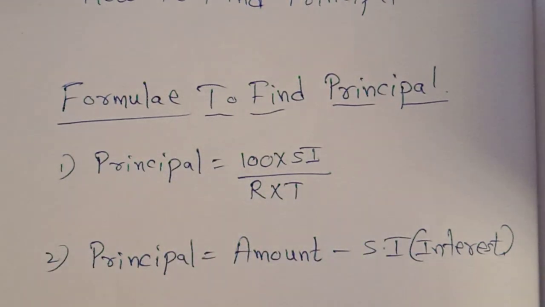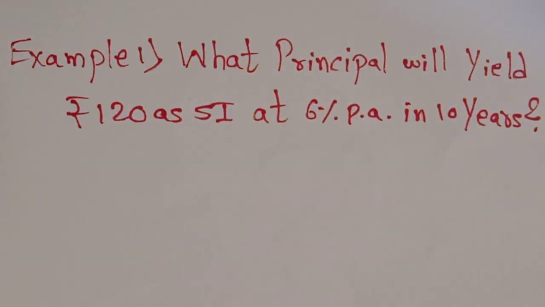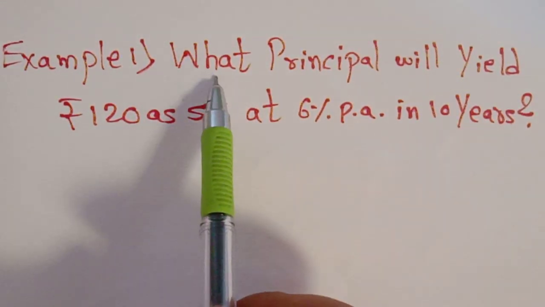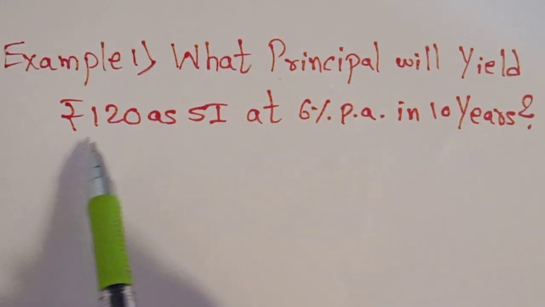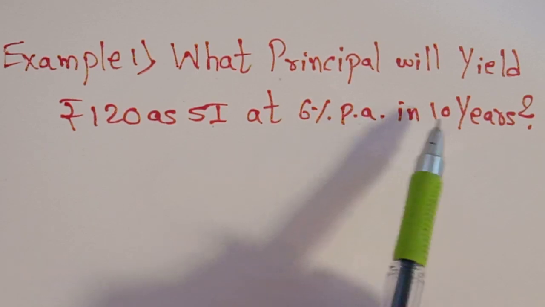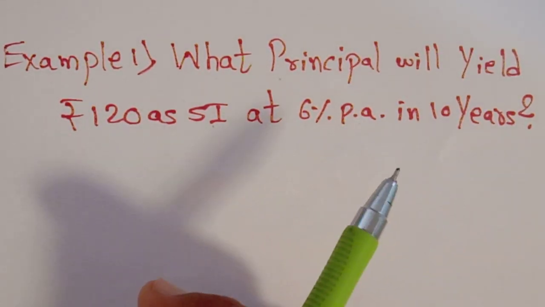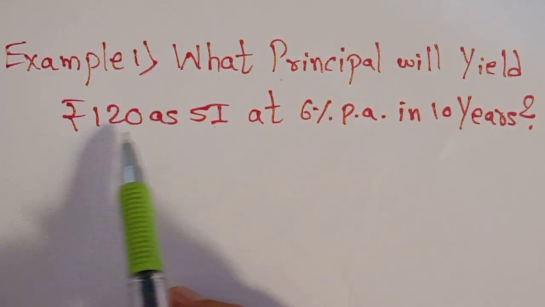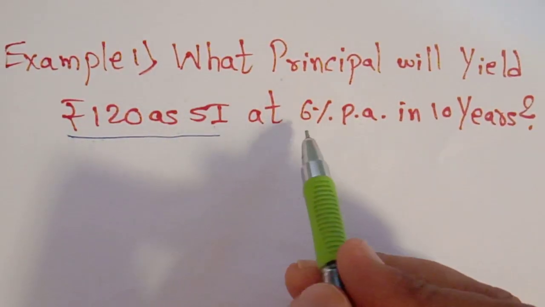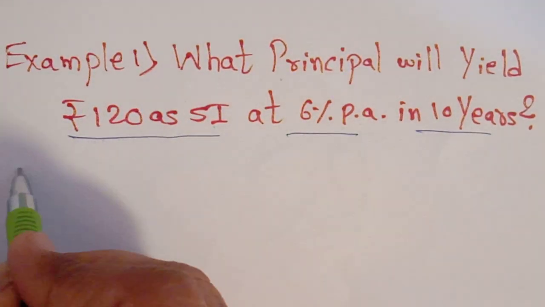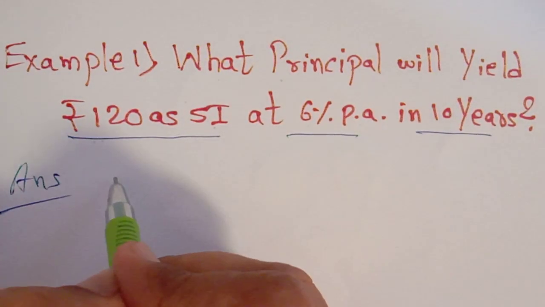So students, let's see the first example. First, let us read and understand the question. What principal will yield rupees 120 as simple interest at 6% per annum in 10 years? See here, they have given the simple interest, and they have given the rate of interest and the time. What we have to find out is the principal.